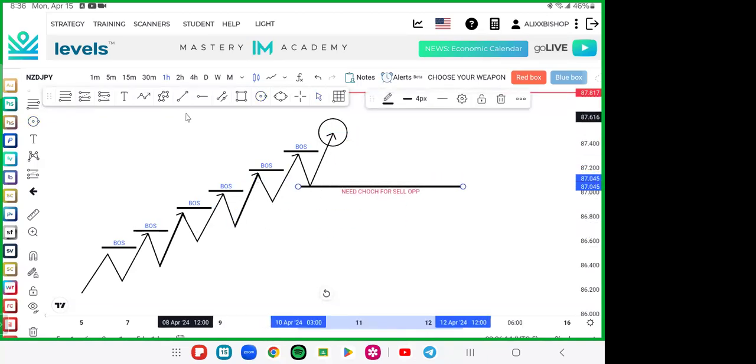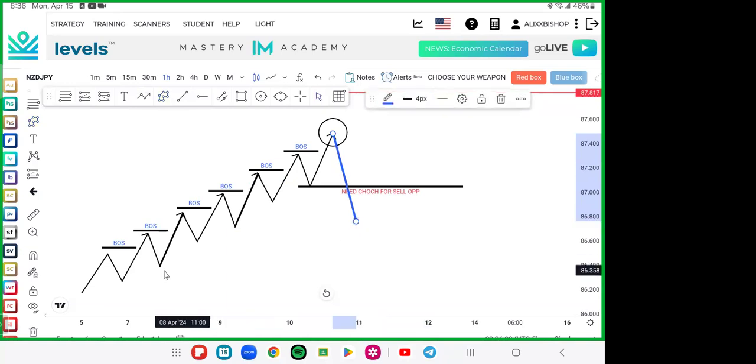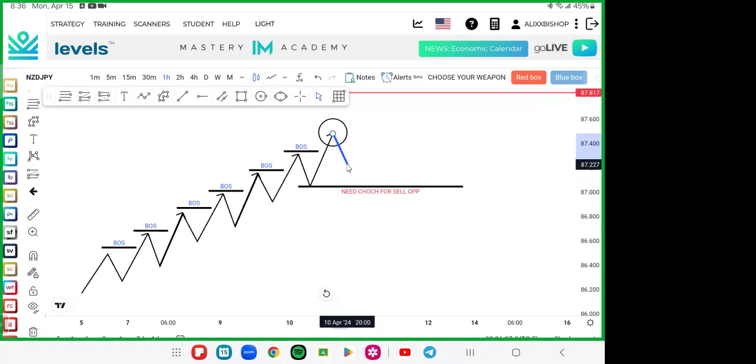Boom. Now, once market breaks and closes below that, that now changed character from an uptrend to a downtrend character. Does that make sense, Brandon? Yes. Once we get this, we're now looking for sell opportunities.